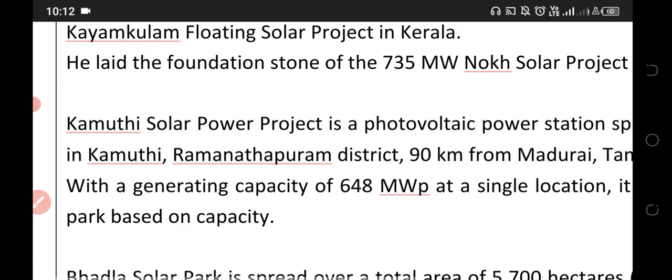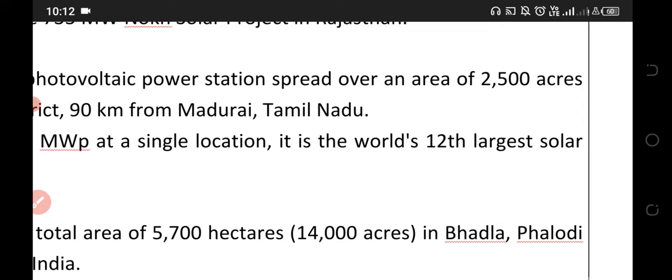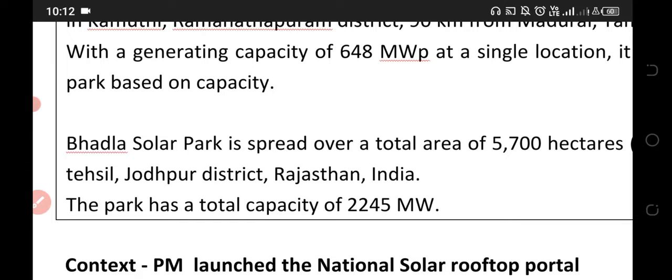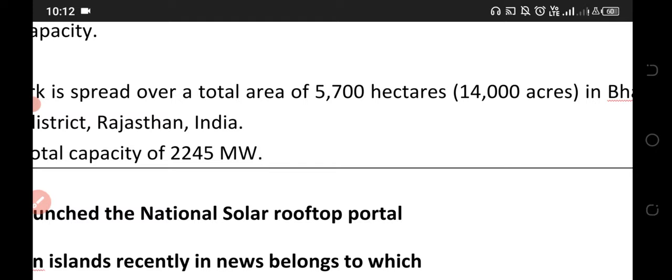Kumuthi solar power project is a photovoltaic power station. Kumuthi is in Ramanathapuram district, Tamil Nadu. Kumuthi is in Tamil Nadu. Badla solar park is spread across Badla in Jodhpur district, Rajasthan.